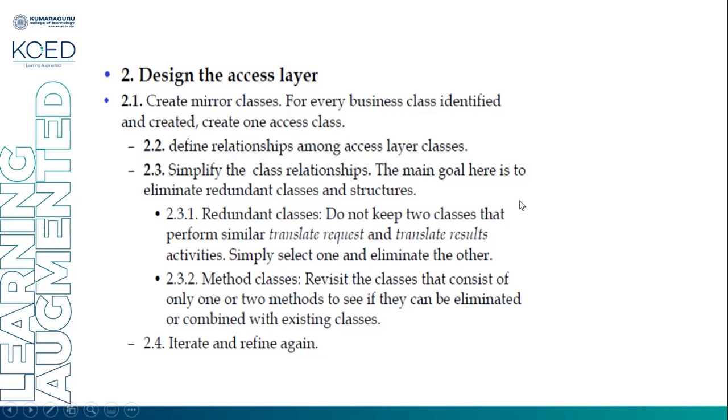Redundant classes: if two classes have the same translate request and results, keep eliminating the other. Method classes: if a class is responsible for only one or two methods, ensure that the class is combined with other classes and its methods are moved to those other classes, then this class will get eliminated. Iterate and refine.